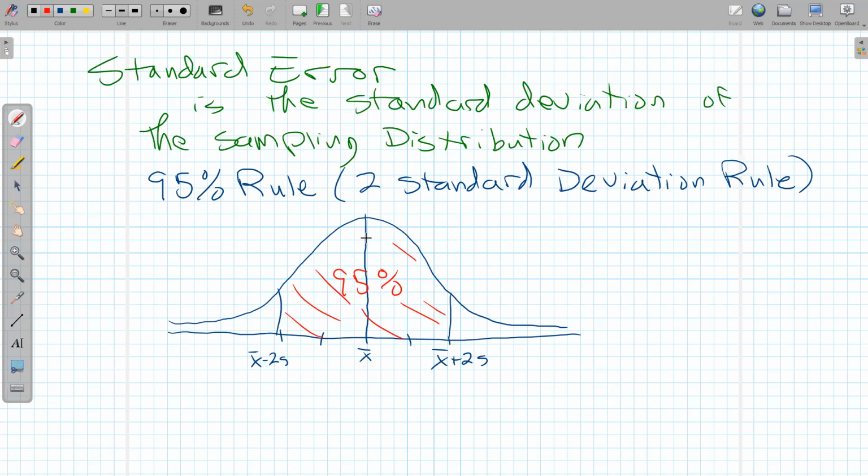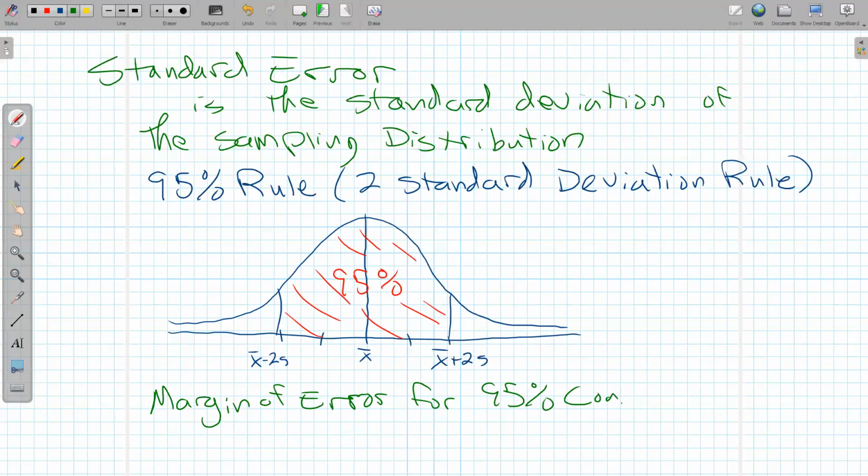So if we had a histogram and we counted up all the stacks, how much is in each stack of our histogram, we should find out, and then compared it to how much data we have altogether, about 95% of the data is in there. This gives us the idea of the margin of error for a 95% confidence interval. So margin of error for a 95% confidence interval is twice the standard error. Why the standard error? Because I'm pulling it out of the sampling distribution.